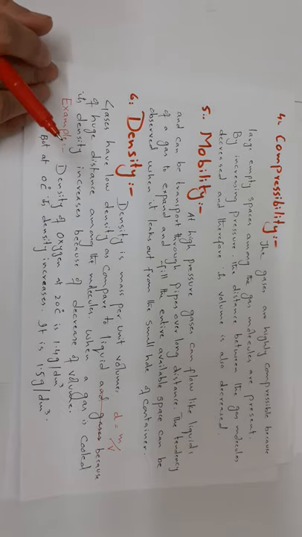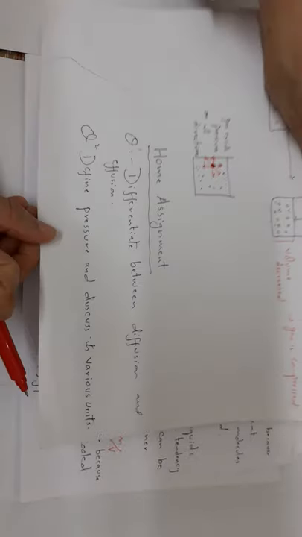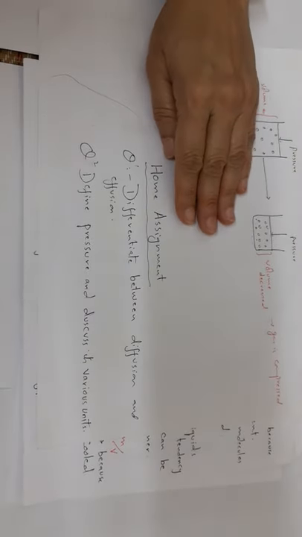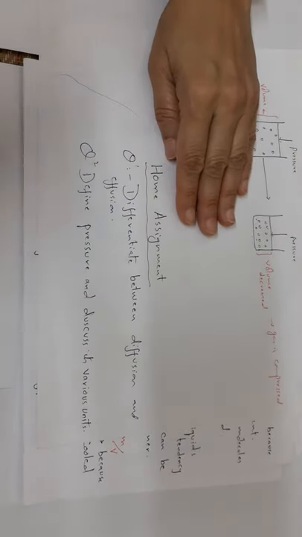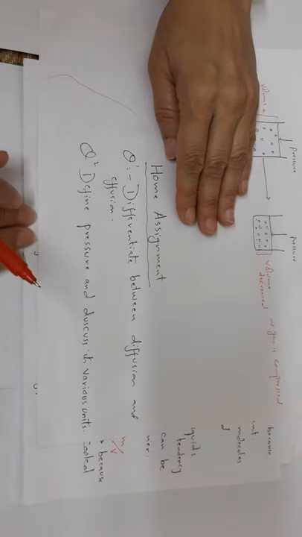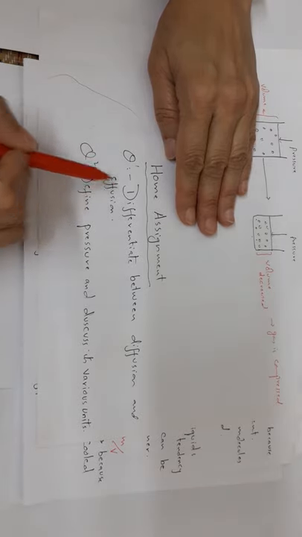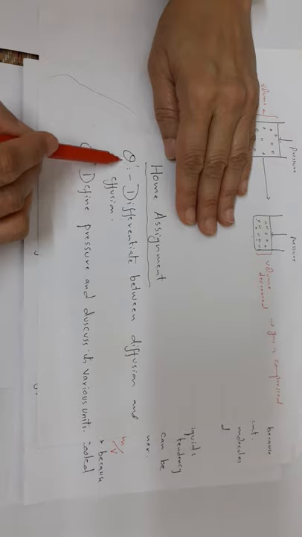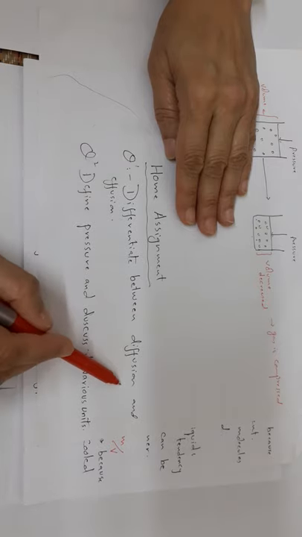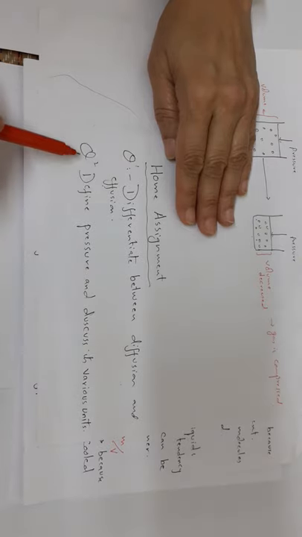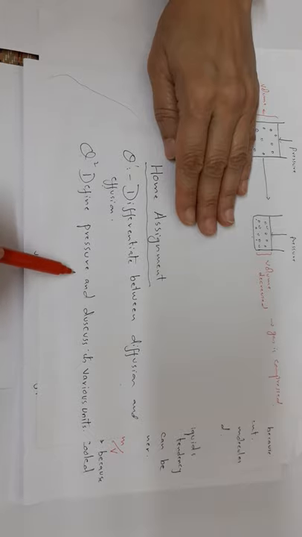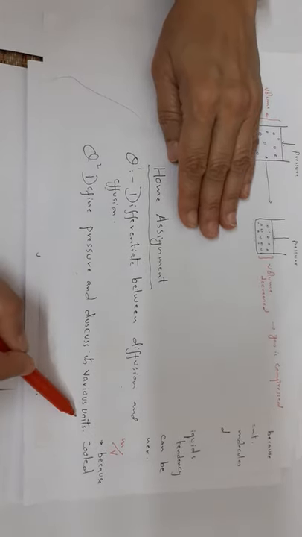Now, your homework task is this one. First of all, you learn these topics and then do these two questions. First question is differentiate between diffusion and effusion. Second is define pressure and discuss its various units.